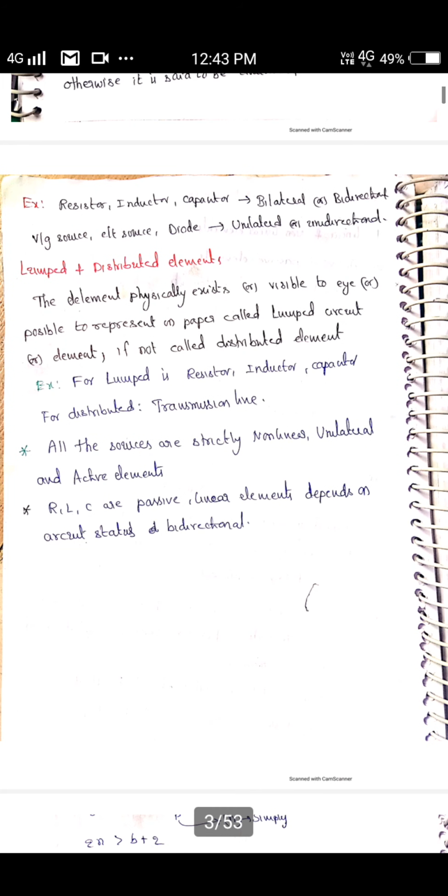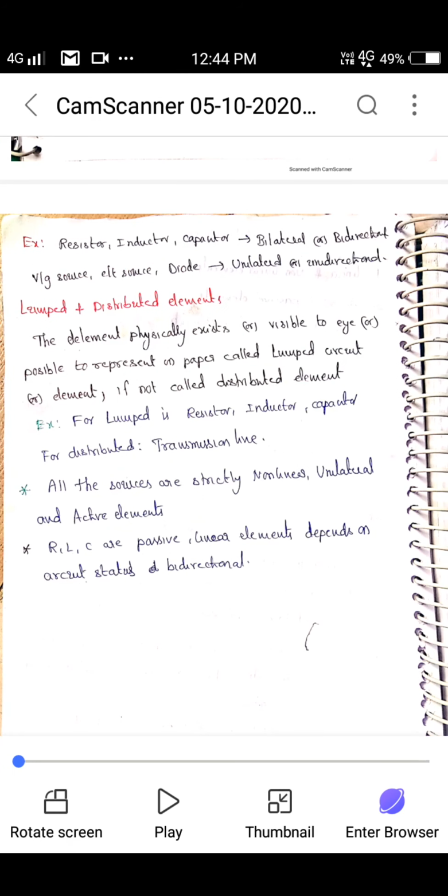Next, lumped and distributed elements. Lumped means which has to be visible to the eye. If you are able to see the circuit physically, or if you are able to represent it on paper, we can say there is a lumped circuit. In that, every element is called a lumped element, meaning mostly it has to be visible to the eye. Physically, that element or network has to exist. Very important: that is what lumped means.